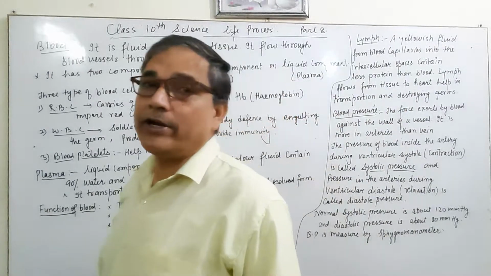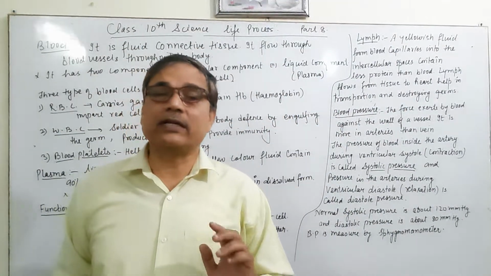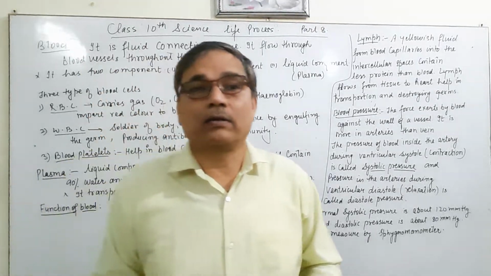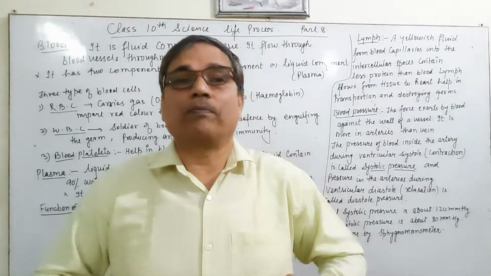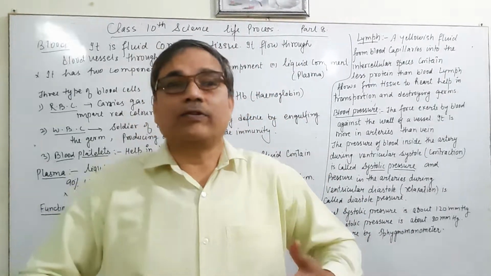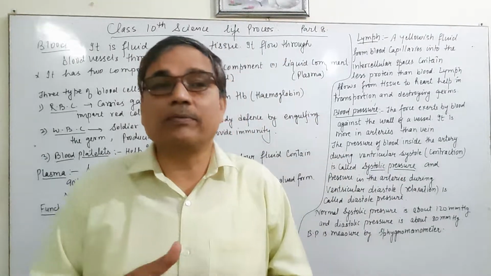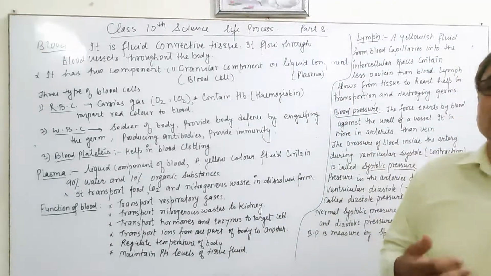Blood maintains the body temperature. It means if the body temperature is low, then the circulation of blood is not proper, meaning blood is flowing at a very low pressure. If the body temperature is high, we can say the blood flows very fast. This is how it maintains the body temperature.